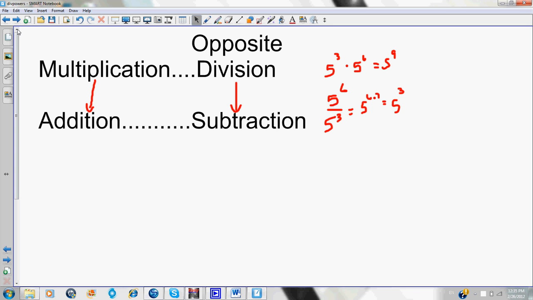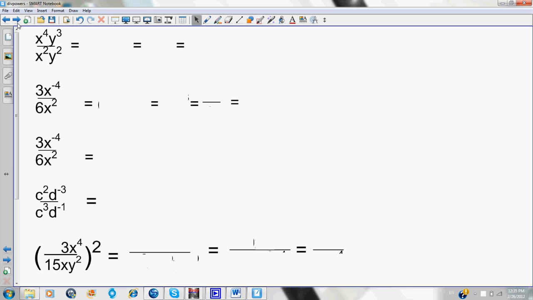So let's try this a few times and see how this comes out. Oh my, look at all these problems. Okay, we've got x to the 4th, y to the 3rd, over x squared, y squared. Remember, this only works when they have the same base. So when you're working with this one, you can only combine the x to the 4th with the x squared, and then you can combine the y to the third with the y to the second.